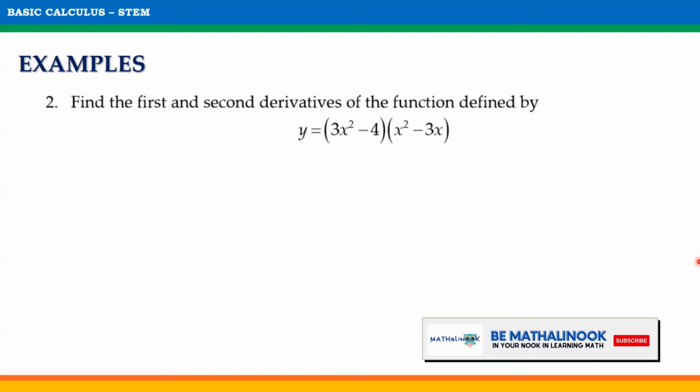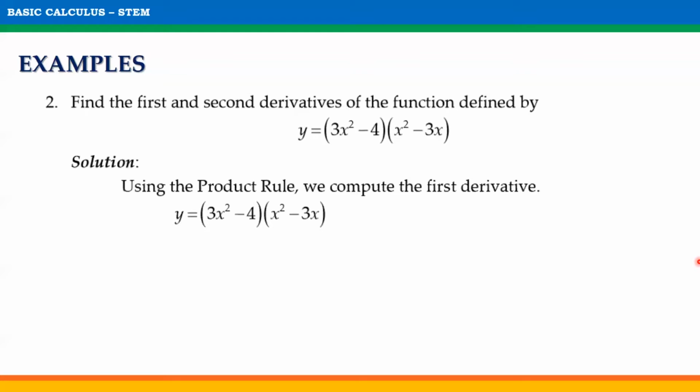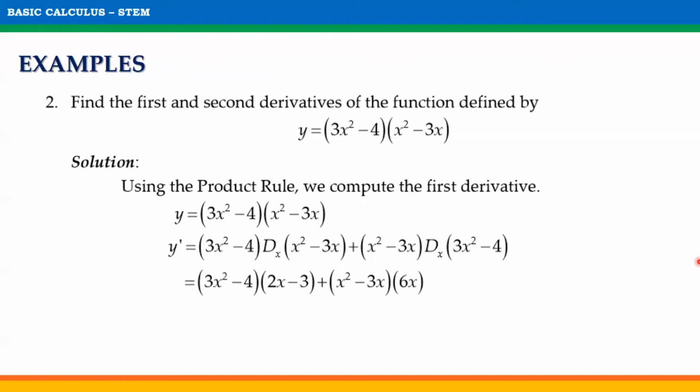Another example. Find the first and second derivatives of the function defined by y equals 3x squared minus 4 quantity x squared minus 3x. Using the product rule, we compute the first derivative to be y prime equals 3x squared minus 4 times the derivative of x squared minus 3x plus x squared minus 3x times the derivative of 3x squared minus 4.